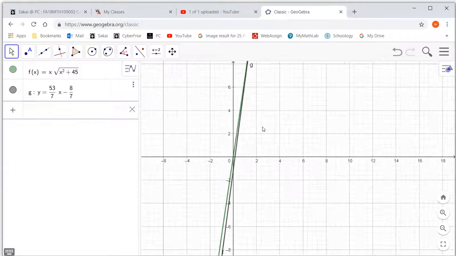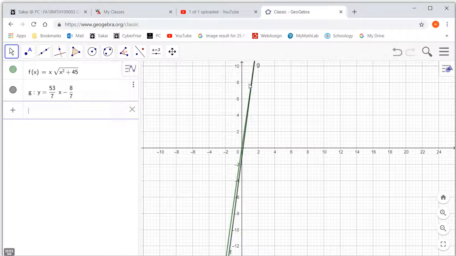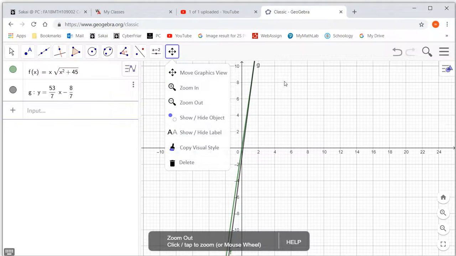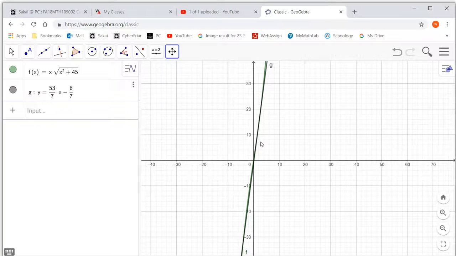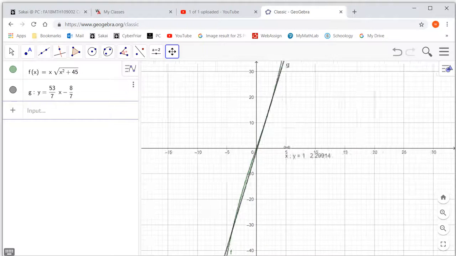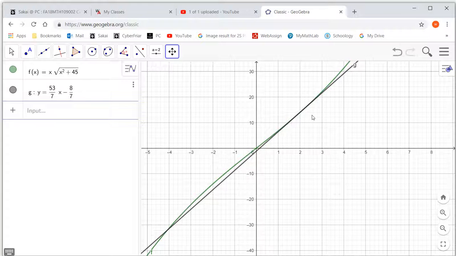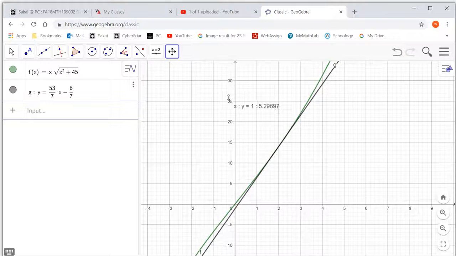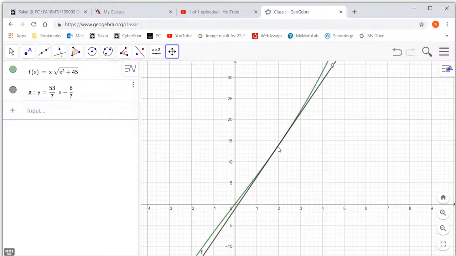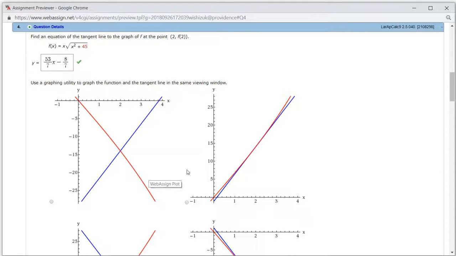I'm going to step back a bit so that we can see the picture a little better. I'm going to move this a little bit here, and maybe stretch it out this way, so you can see it a little better. So this is the picture. This is the point of contact, and this is the tangent line, and I think green is the function. So let's find the correct picture.